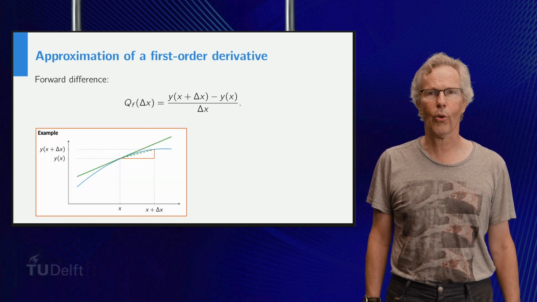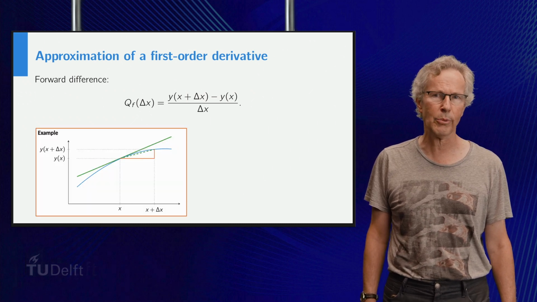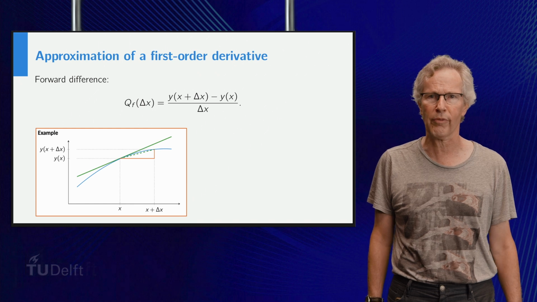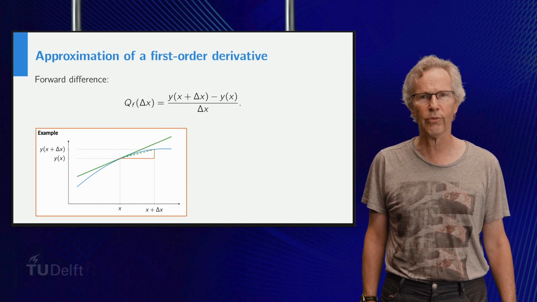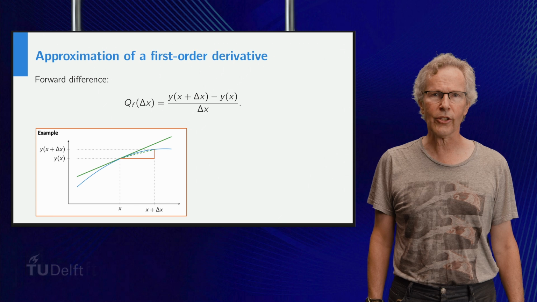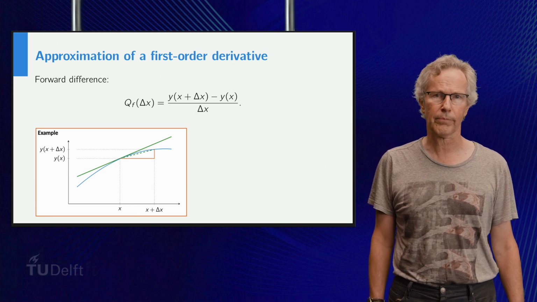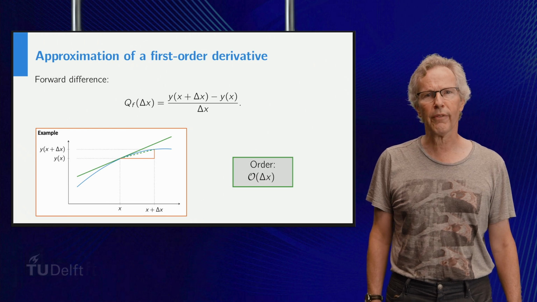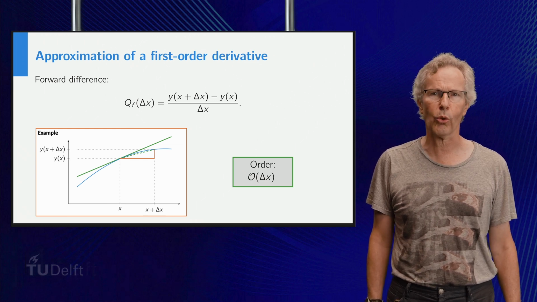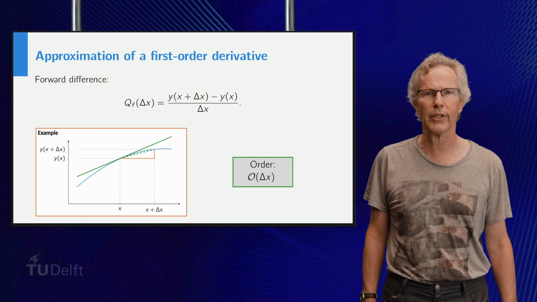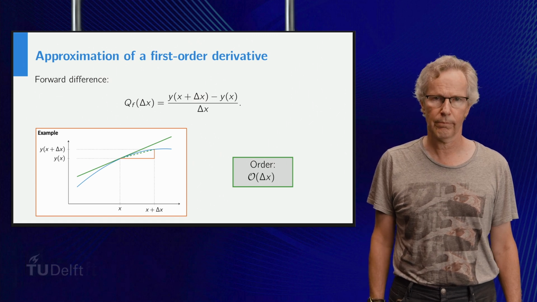As can be seen on the slide, for large time steps the approximation of the first derivative of function y is not very accurate. The dashed green line is far from parallel with the solid green line. The forward difference formula is a first-order approximation of the derivative of function y.